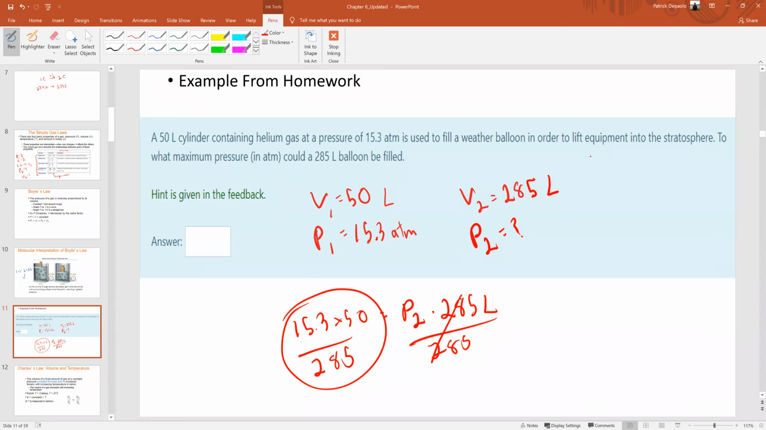I turned my phone off, but I'll do it on my computer. So 50 times 15.3 divided by 285, 2.68. So 2.68. And I think your numbers are going to be different. 2.68 atm.